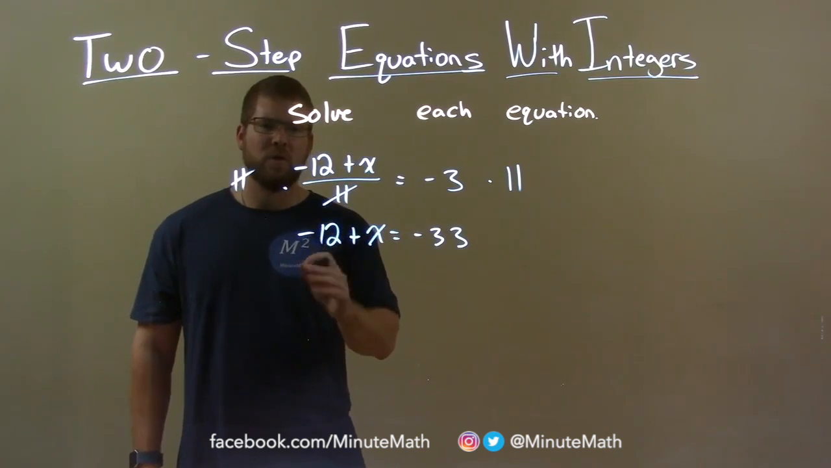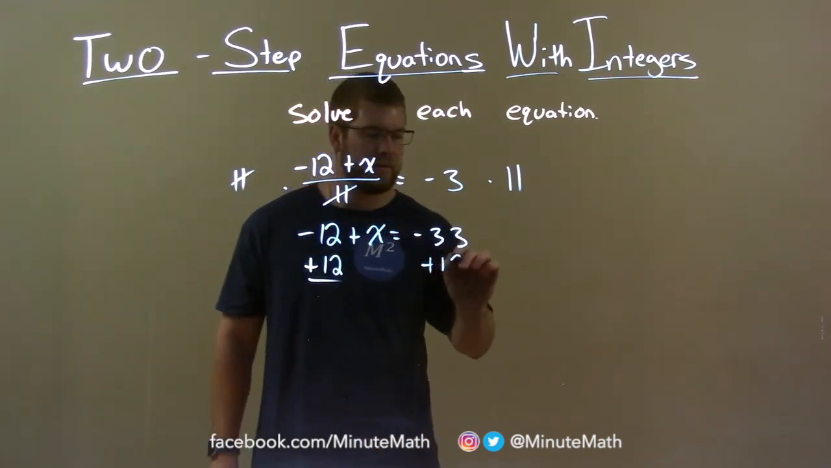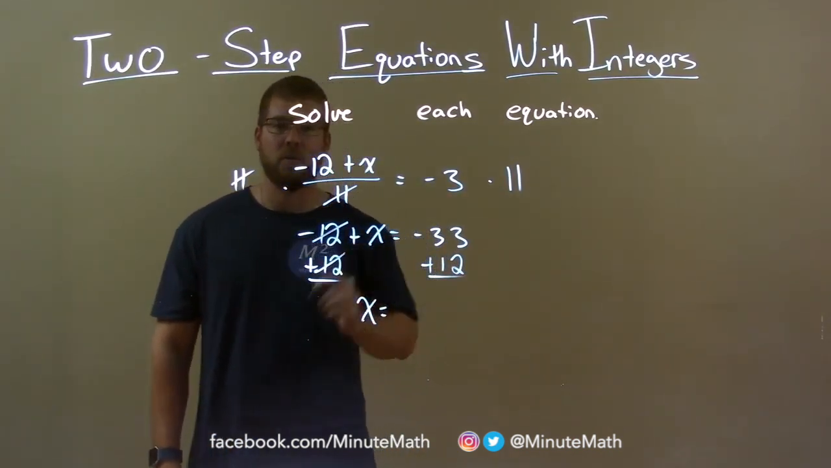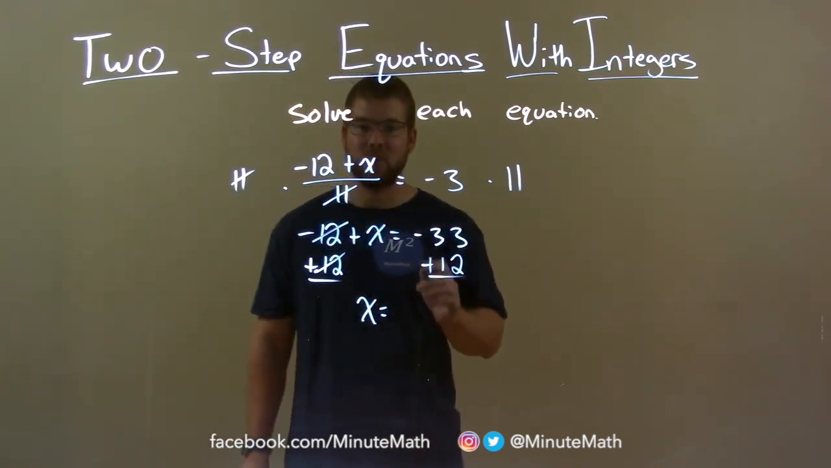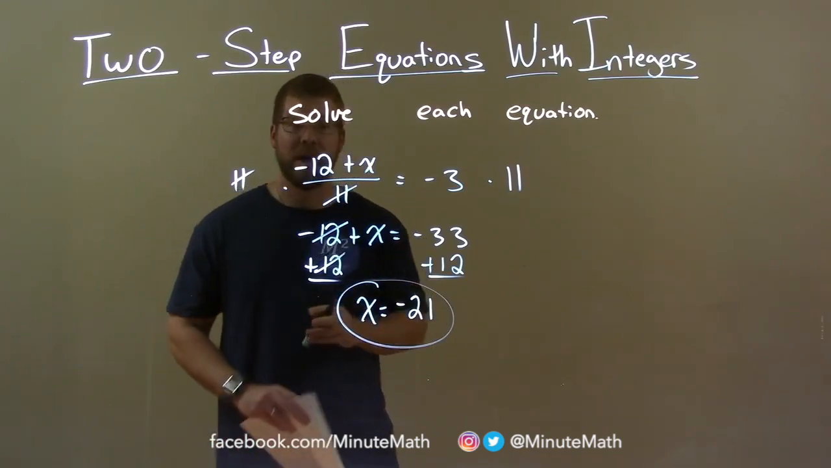Opposite of that negative 12 is a positive 12. So if I add a 12 to both sides here, the 12's get eliminated, leaving me x by itself, which is what I want. Negative 33 plus 12 is a negative 21, and so my final answer is x equals a negative 21.